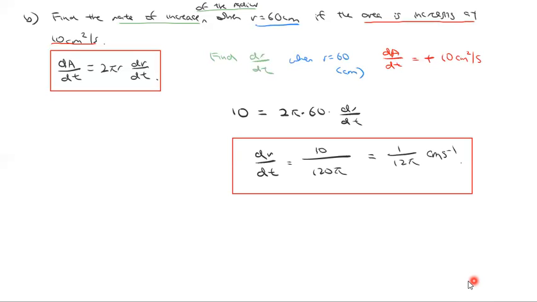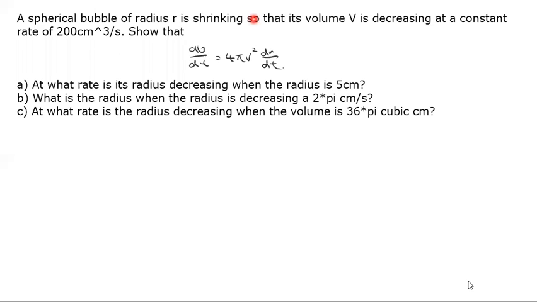No. All right. So let's now do a very similar question. This time we've got a spherical bubble of radius r that is shrinking so that its volume V is decreasing at a constant rate of 200 cubic centimeters per second. Show that dV/dt equals 4 pi r squared dr/dt. All right, so if we read the question, a spherical bubble of radius r is shrinking so that its volume is decreasing at a constant rate of 200 cubic centimeters per second.